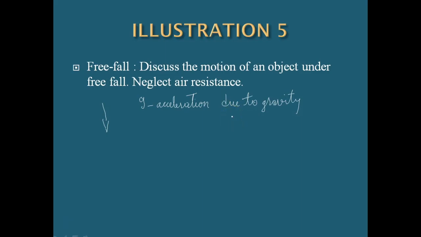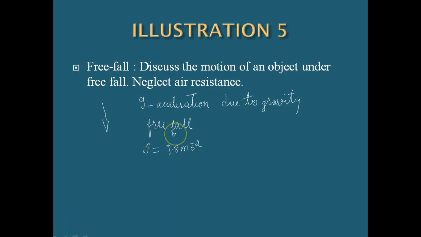If air resistance is neglected, then the object is said to be under free fall. If we neglect the air resistance, then we can call it free fall. If the height through which the object falls is small compared to the Earth's radius, then we can take g as a constant. If that height is very small compared to the radius of the Earth, then we can take this acceleration due to gravity, g, as a constant value, and its value is 9.8 meters per second square.